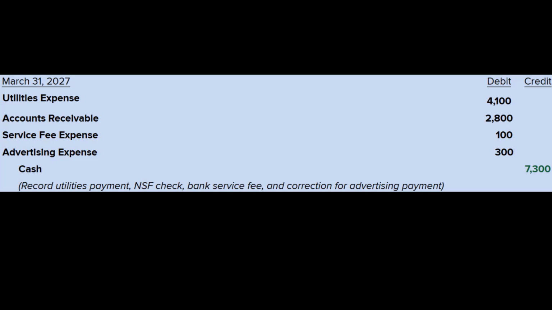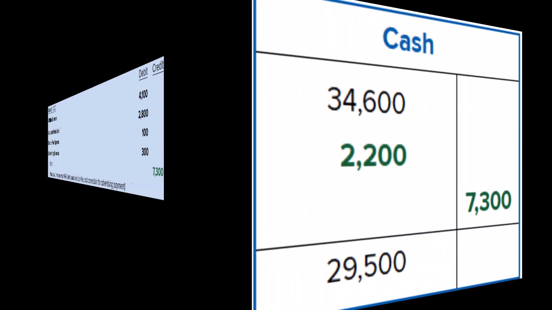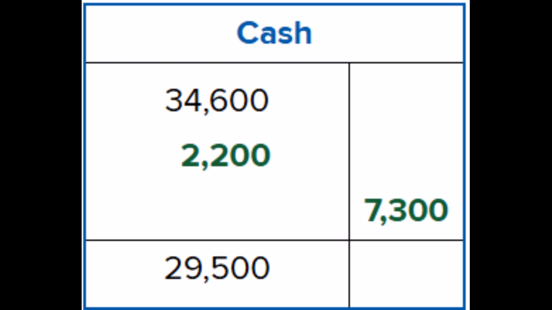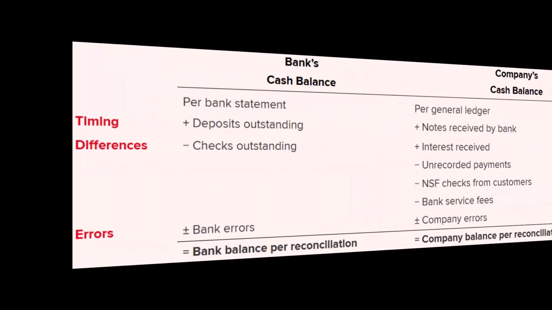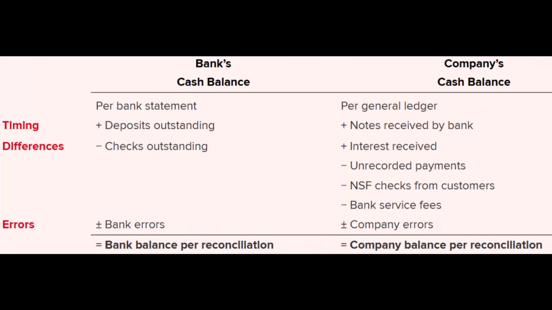By posting these entries, we update Starlight's cash balance from $34,600 to the true correct balance of $29,500. Let's summarize. The bank reconciliation is a process to identify timing differences and errors.